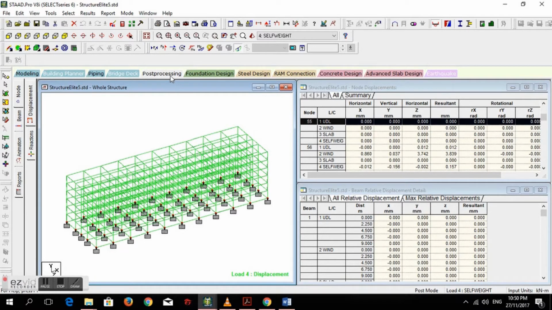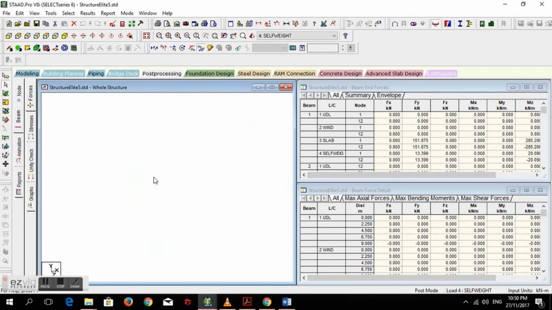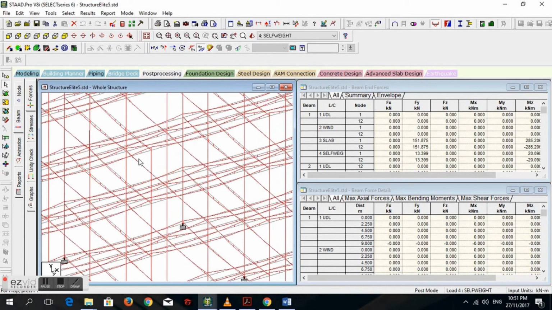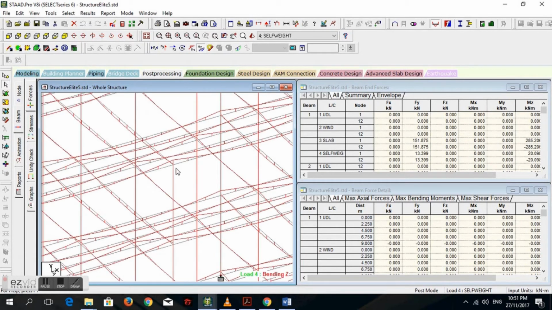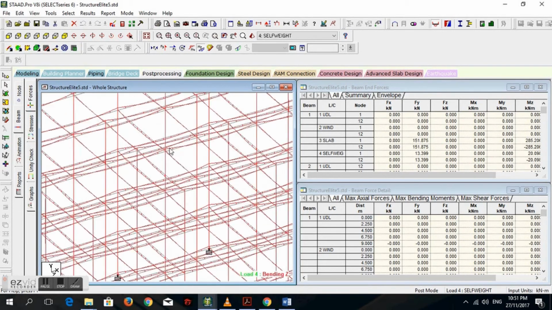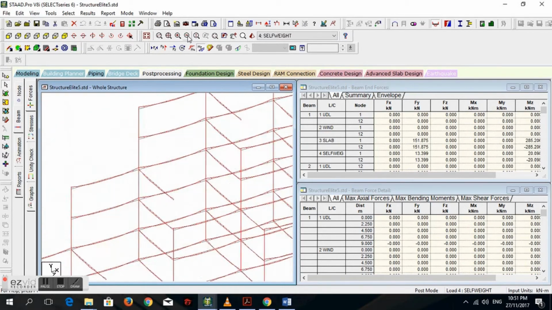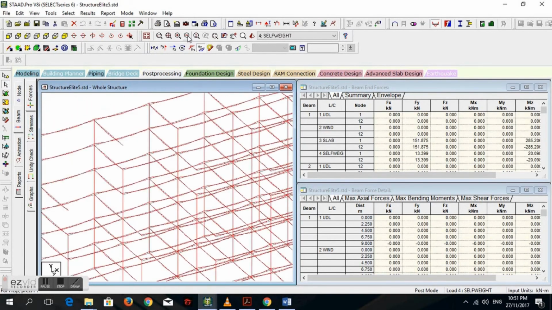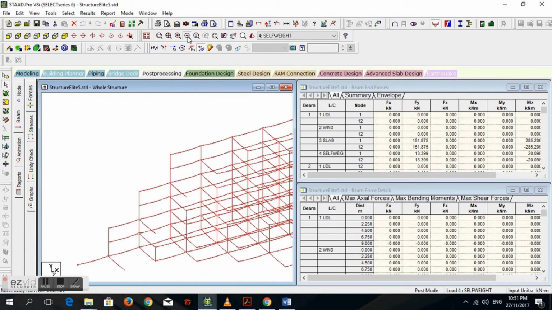Now we are on the post processing part. This is the part where we need to check our beam. We go here first, the beam. If we zoom in a bit, we can actually see the shear diagram. This is the shear diagram, in 3D. All right, so we'll zoom that out. It's taking a bit, so I'm sorry about that. I'm trying to zoom out. Okay, done.